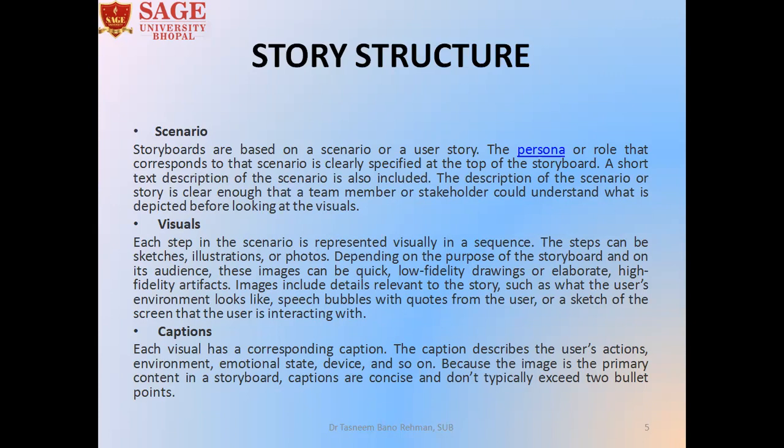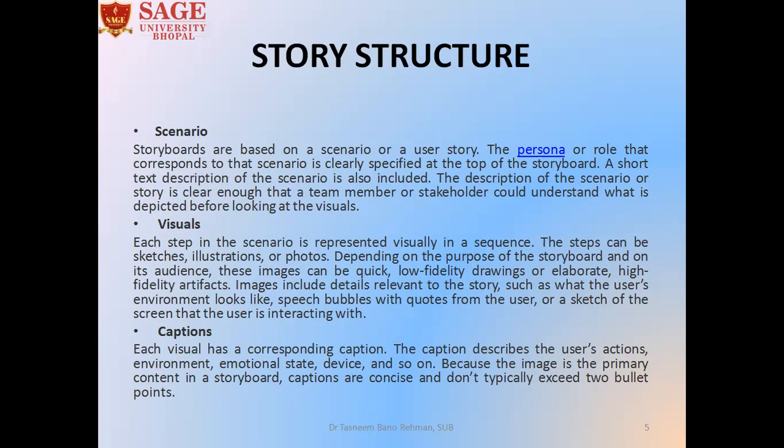Depending on the purpose of the storyboard and on its audience, these images can be quick, low fidelity drawings, or elaborate, high fidelity artifacts. If you're confused about fidelity, you can view my previous video on prototyping where I explain low fidelity and high fidelity. Images include details relevant to the story, such as what the user's environment looks like, speech bubbles with quotes from the user, or a sketch of the screen that the user is interacting with. These visuals give you more detail about the pictures that are used to build up a story.